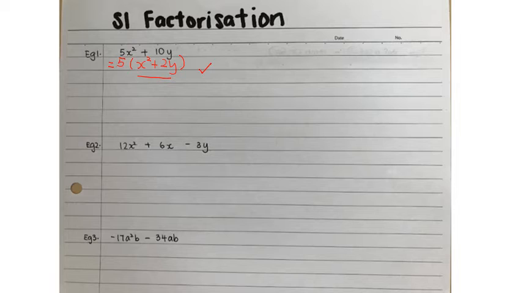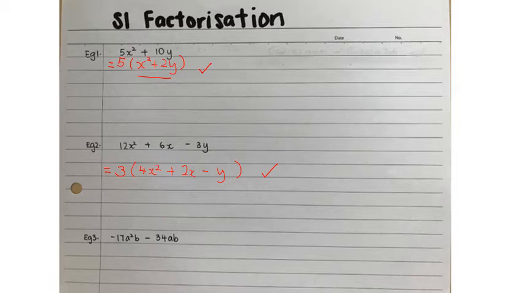Example 2. For this, let's take a look at, again, the coefficients. We have 12, 6, and minus 3. All three terms have a common factor of 3, so we are going to bring 3 out of each term. When we divide 12x squared by 3, that will be 4x squared. 6x divided by 3, we have plus 2x. And minus 3y divided by 3, we will have minus y. This leaves us with our answer.